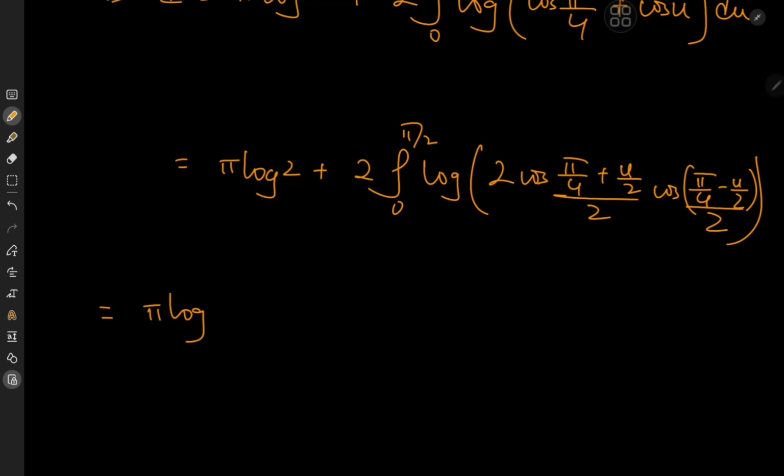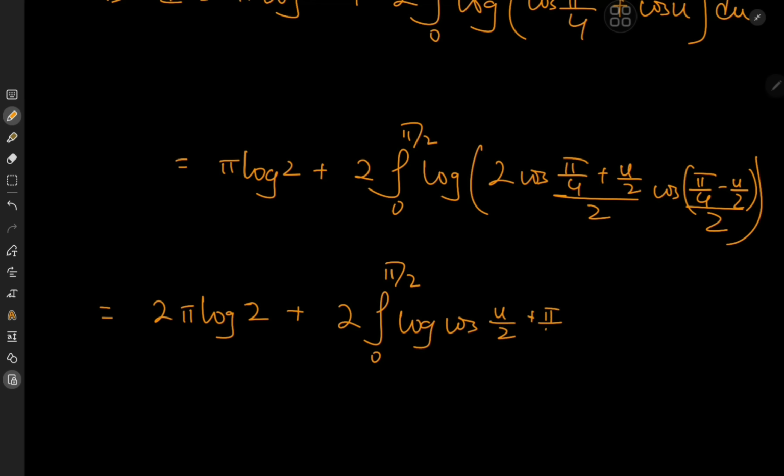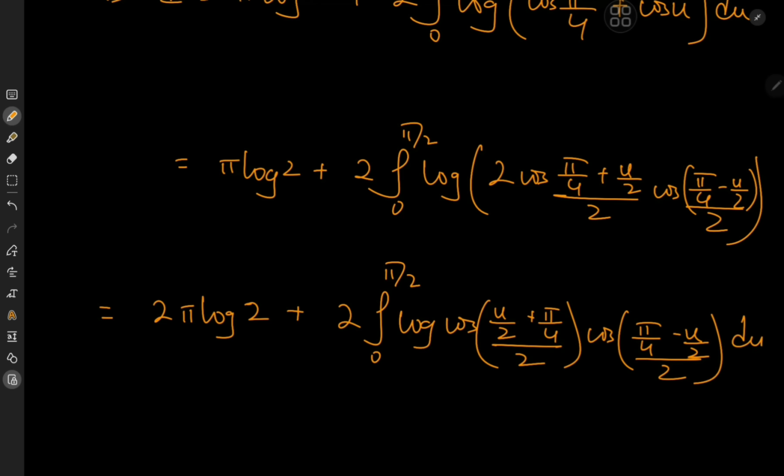We have pi times log 2 plus twice the integral from 0 to pi by 2 of log. We also have a factor of 2, so it's log 2 du first. And again, this thing would give us pi by 2 times log 2 times 2. So that thing would be pi times log 2, right? So let me just write this over here. We have 2 pi log 2 now, plus twice the integral from 0 to pi by 2 of log cosine of (u by 2 plus pi by 4) divided by 2 times the cosine of (pi by 4 minus u by 2) divided by 2, integration with respect to u.